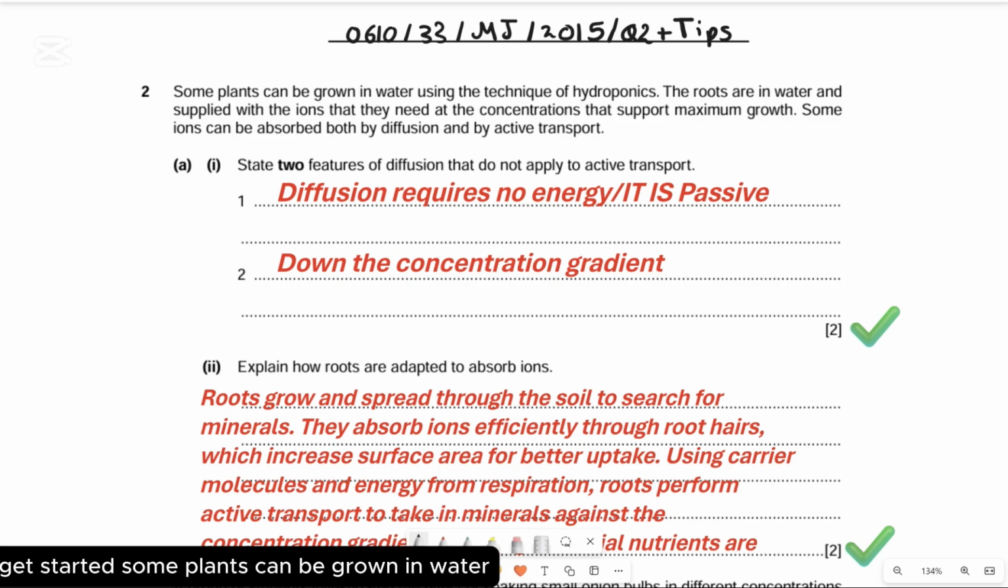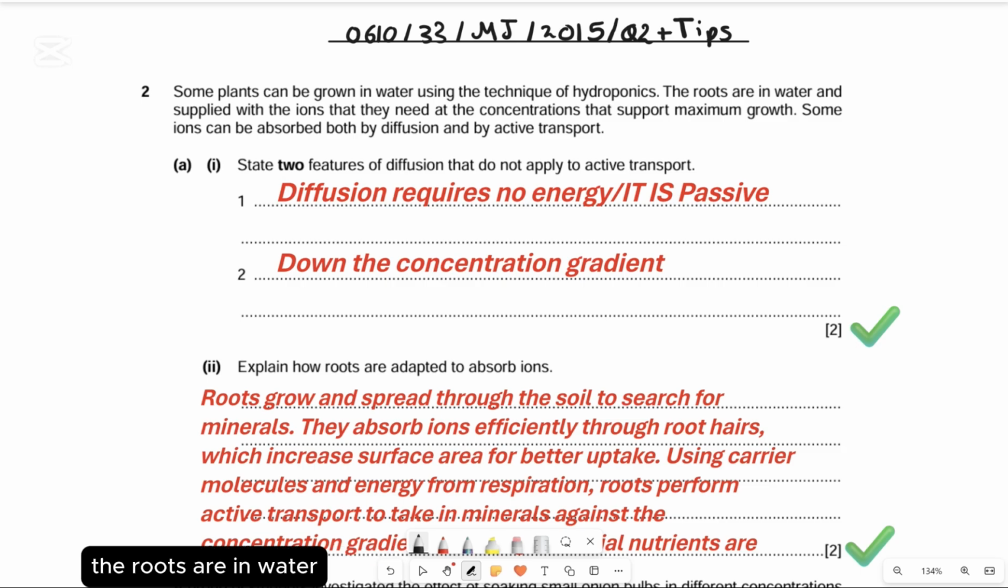So let's get started. Some plants can be grown in water using the technique of hydroponics. The roots are in water and supplied with ions that they need at the concentrations that support maximum growth. Some ions can be absorbed both by diffusion and by active transport. State 2 features of diffusion that do not apply to active transport.